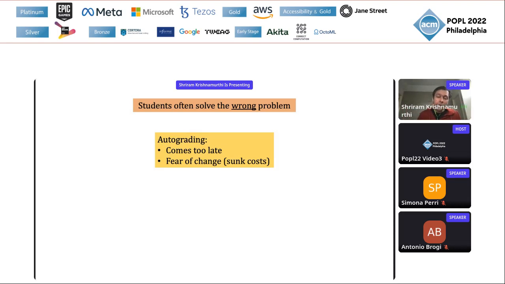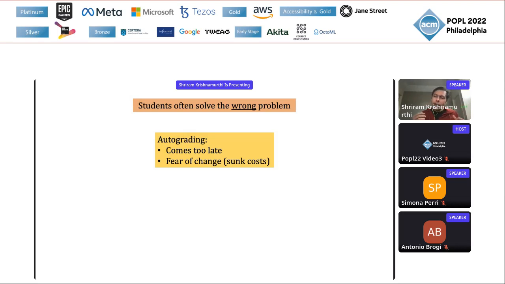The other problem is there's this sort of fear of change. Students are extremely averse to throwing out code and starting all over again. So if they've gotten on the wrong track and they're never going to get to a solution from where they are, they will still, as I said with the 3D printing thing, right? They'll keep trying to solve it rather than retrenching and starting all over again.